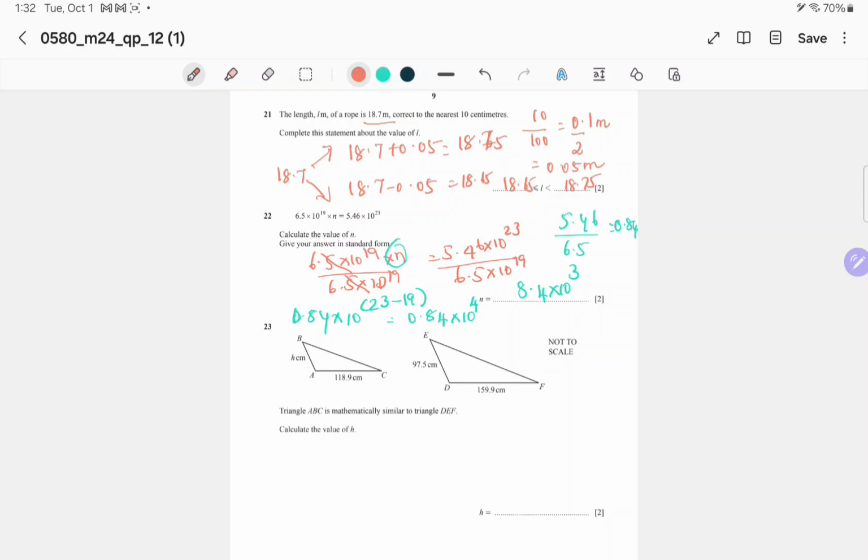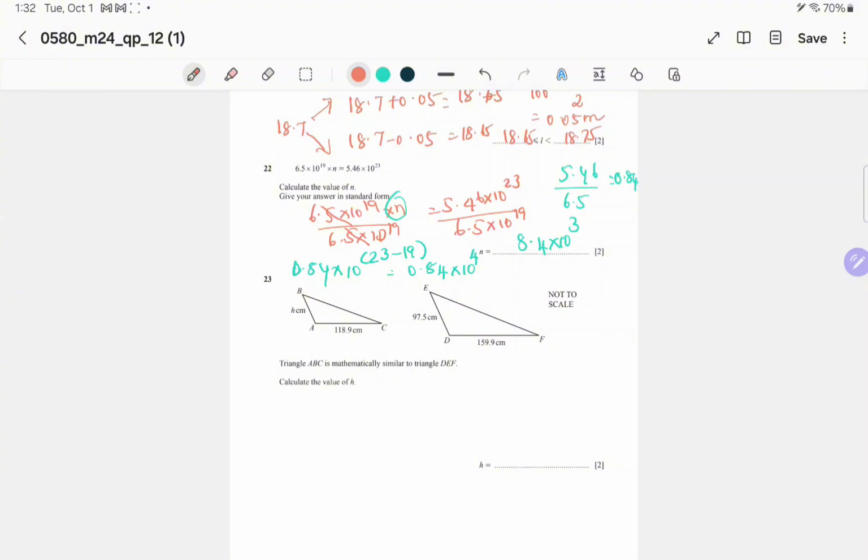Now we go to the last part of the question. It is the 23rd question. Here two triangles have been given. H has been given for the bigger triangle and not for the small one. We have to calculate the value of H, and they have said both the triangles are similar. Therefore, we will equate the ratios: H to 97.5 equals 118.9 divided by 159.9.